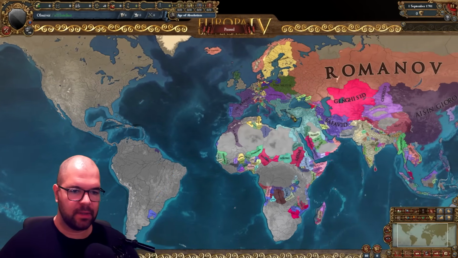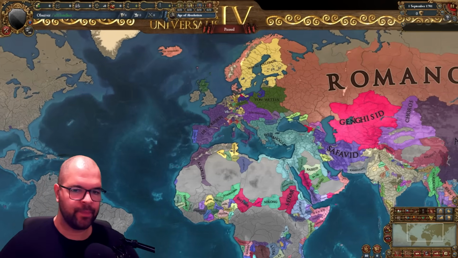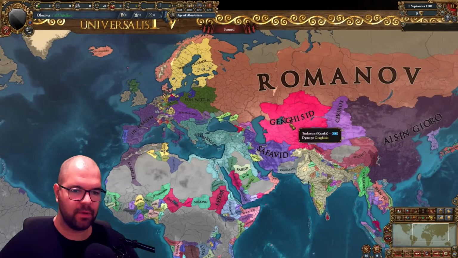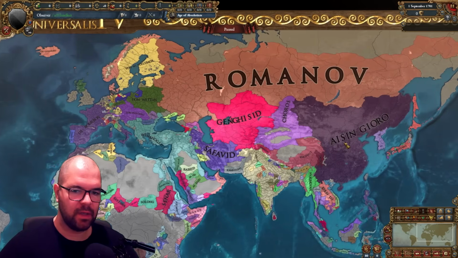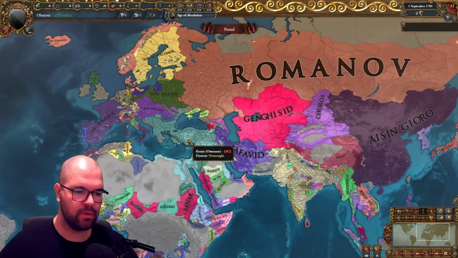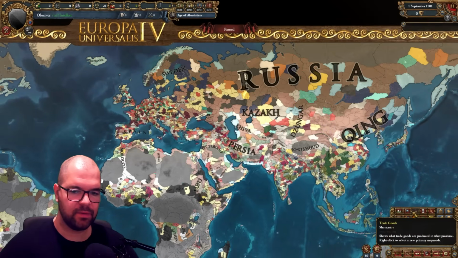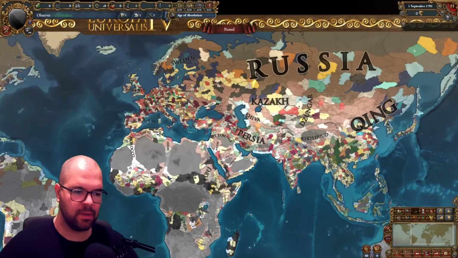let's look at the family names. As you can see, the Bourbon. This is what the war was about, so that they don't become too strong. We got Romanov, Genghis, Aisin Gioro, Safavid, Osmanoglu. Let me see if I can see trade goods.